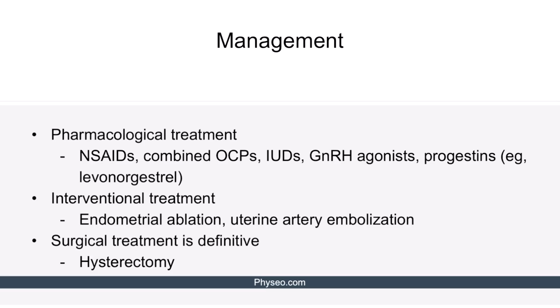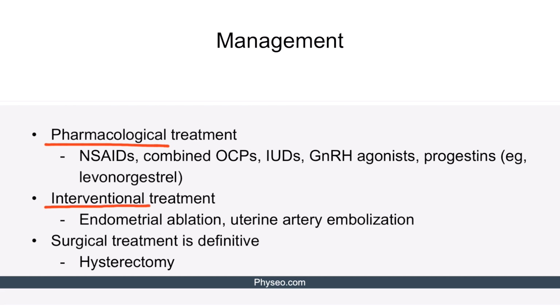Mildly symptomatic patients may be managed with NSAIDs alone for pain relief. Other pharmacological treatments include hormonal treatments such as combined oral contraceptive pills, IUDs, GnRH agonists, and progestins, such as levonorgestrel. Hormonal treatment aims to suppress menstruation, thereby improving symptoms.